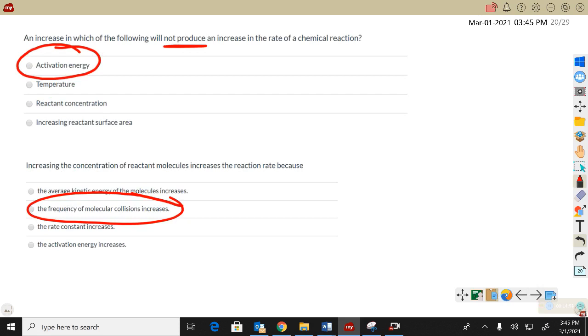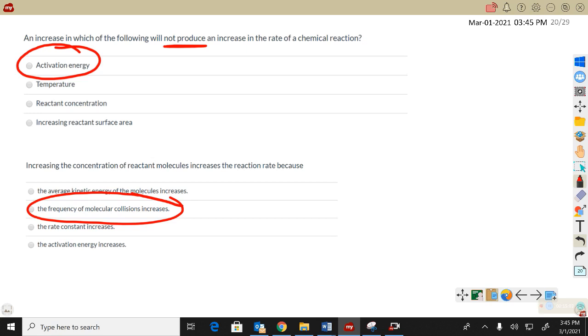All right. Now, on to some of these energy profiles. An increase in which of the following will not produce an increase in the reaction rate? Well, it should be that activation energy. If I increase the activation energy, that would slow the rate. That means I need to add more energy to get the reaction started.